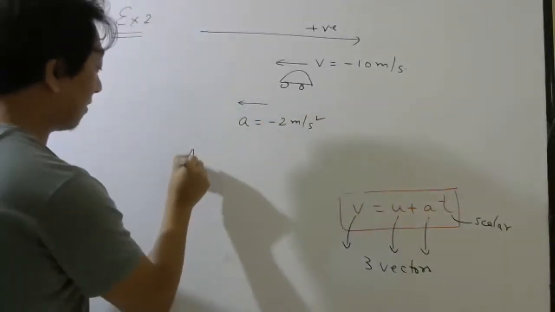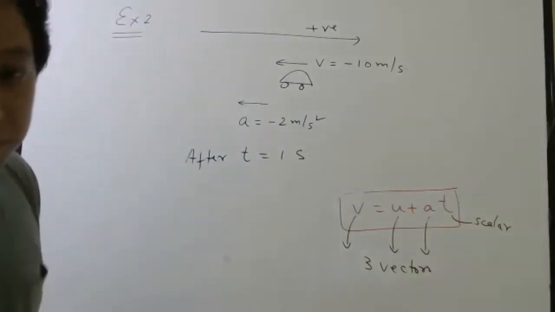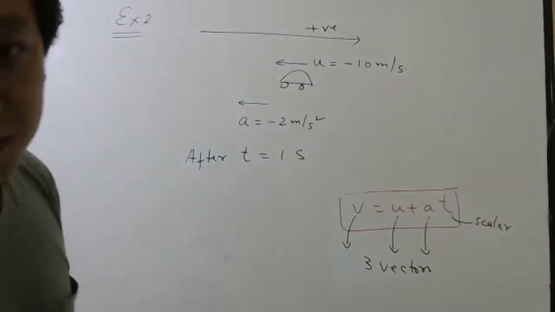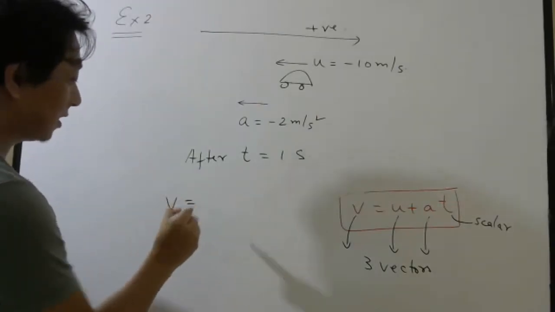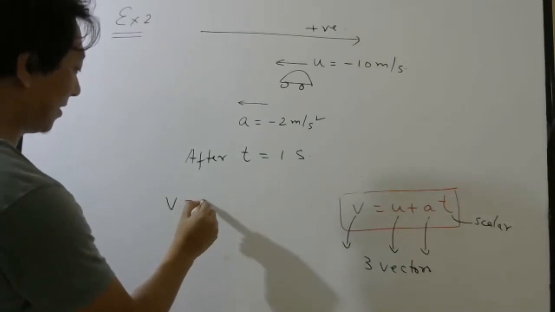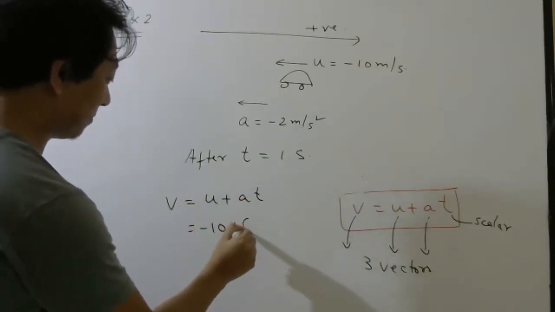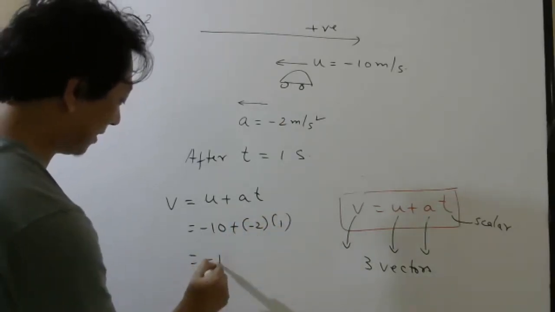My question is, after 1 second, tell me, this is your initial velocity. Initial velocity, so let me write. After 1 second, what is the final velocity? This is the formula: v equals u plus at. So minus 10 plus minus 2, times 1 second. Minus 12.